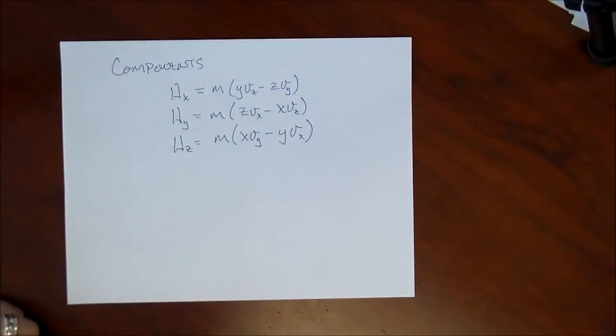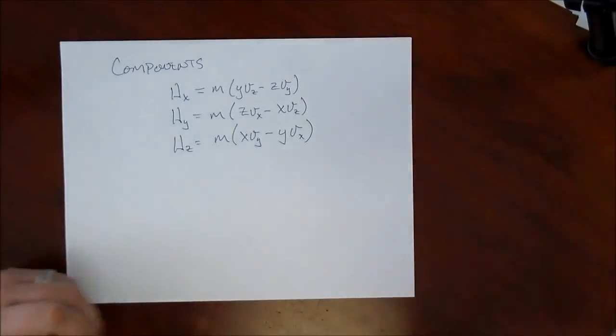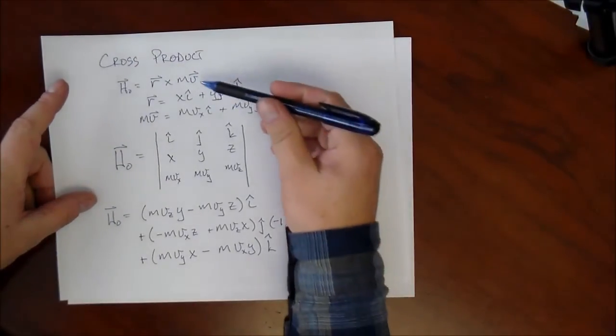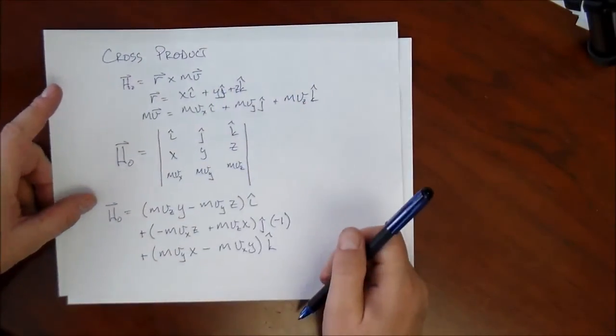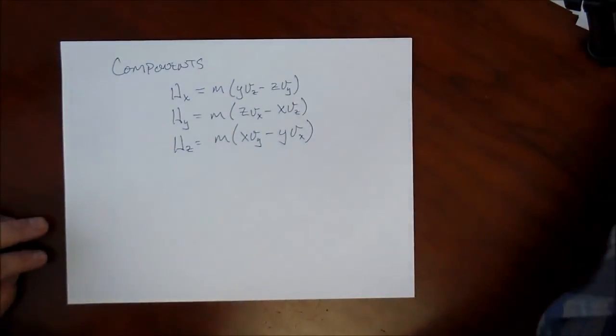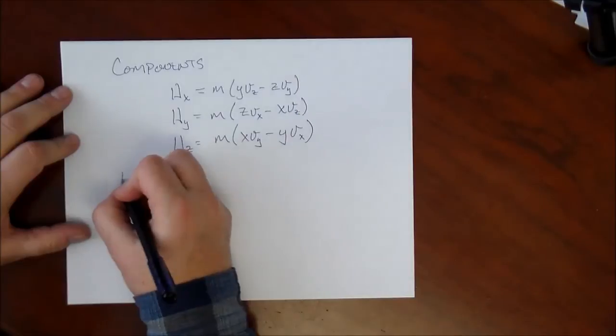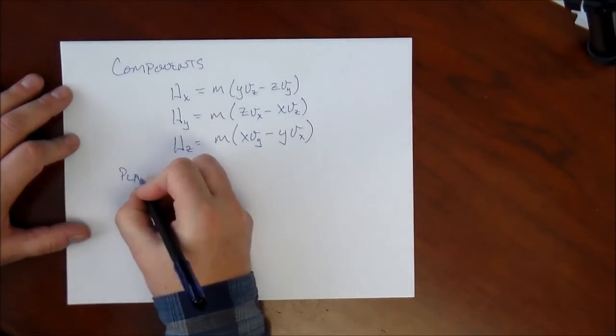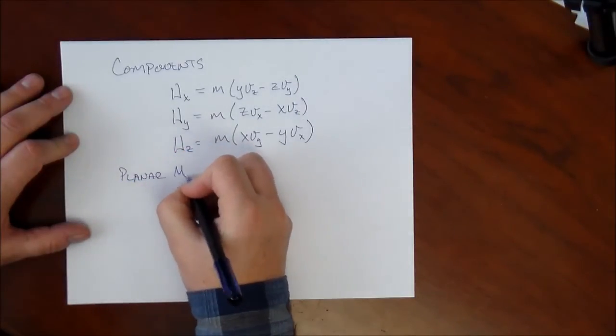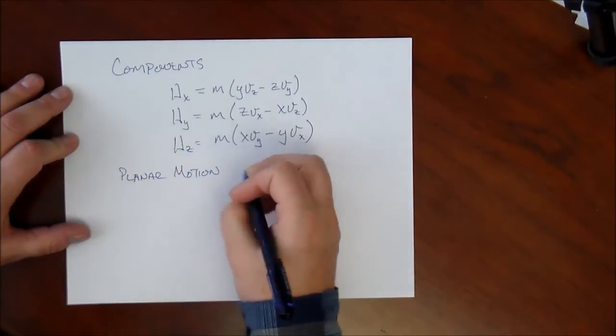We will rarely do the full three-dimensional problem. You do need to be able to do the cross product, so review these relationships and how you do those. Frequently, we will talk about a particle moving just in a plane. So planar motion.